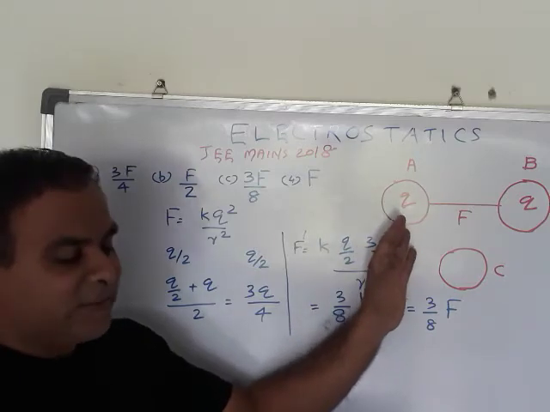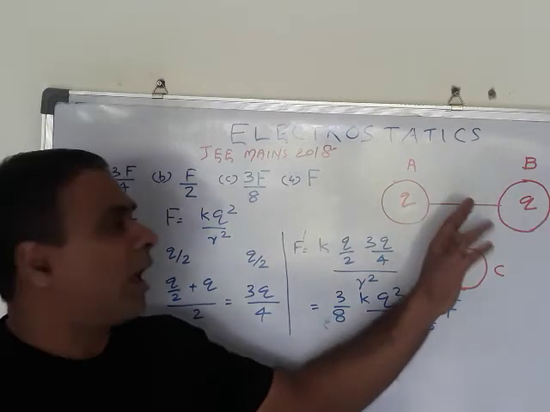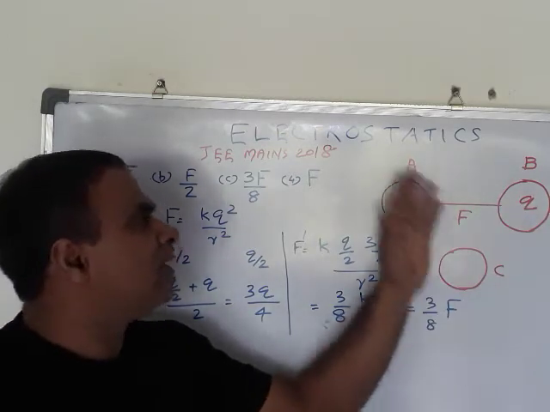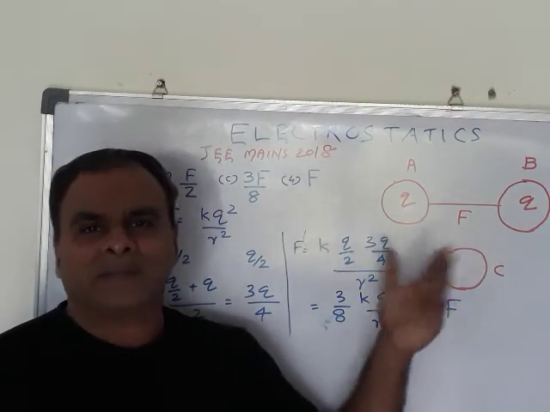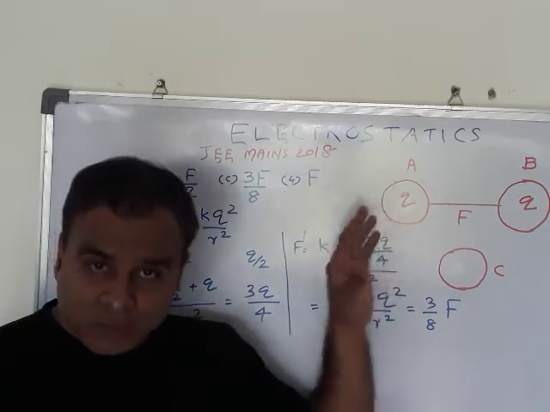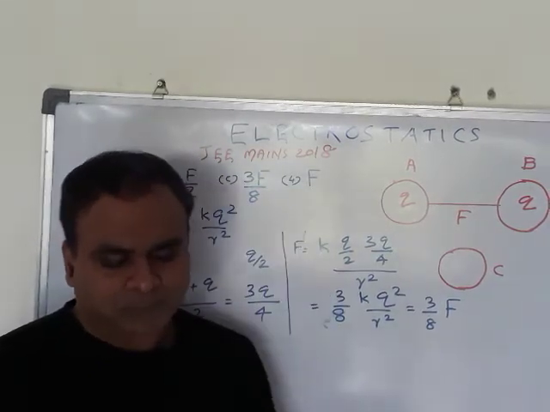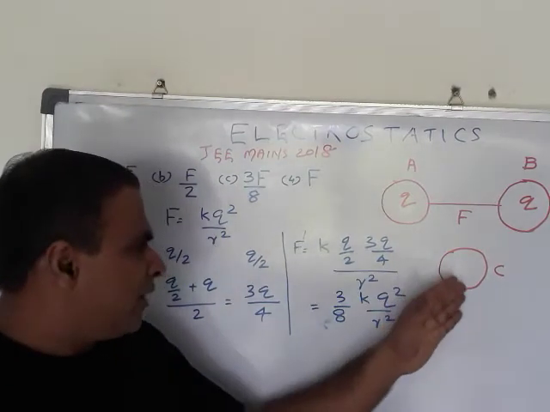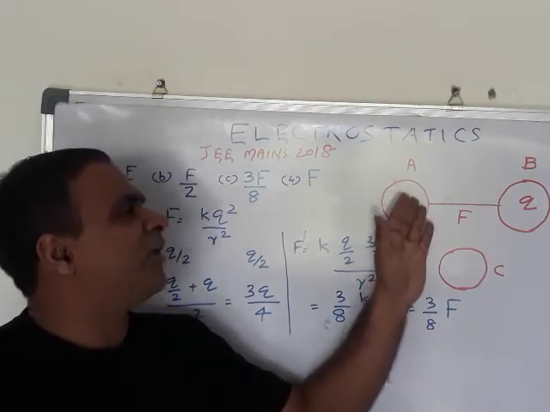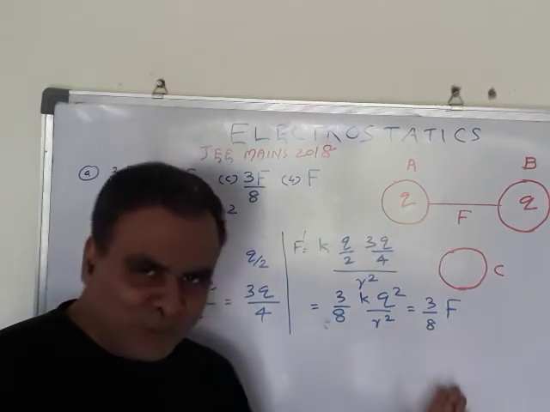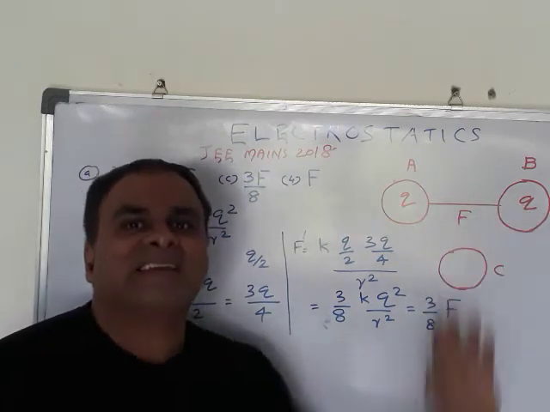Here we have two identical spheres A and B, carrying equal charges Q and Q. If both charges are positive, there will be a repulsive force, but we are not bothered about those things. They tell us the force between them is capital F. Now the third sphere C, which is identical, is touched to sphere A and then removed. After that, sphere C is touched to sphere B and then removed.